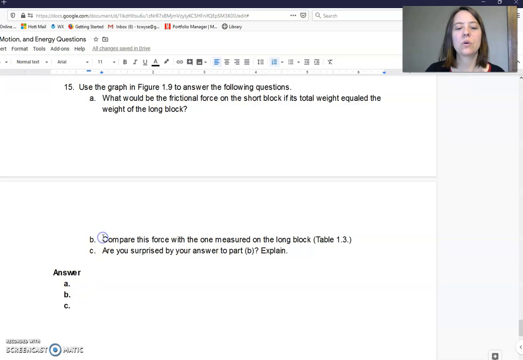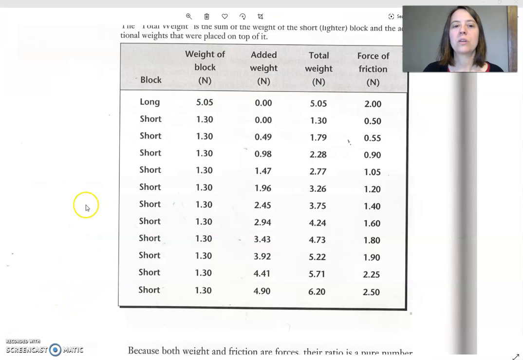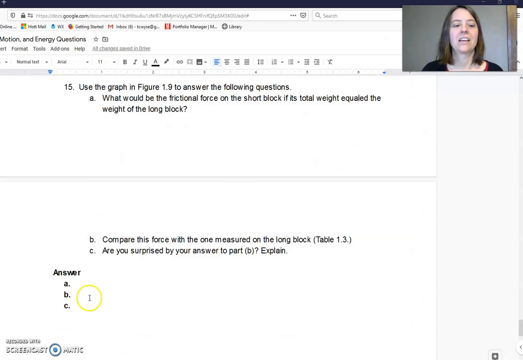B. Compare this force with the one measured on the long block in table 1.3. So you'll want to go to table 1.3 and find the force of friction on the long block and compare those. In B, compare this force from A to the one we just looked up in table 1.3. What are they? Are they similar? Are they different? Please use a complete sentence.